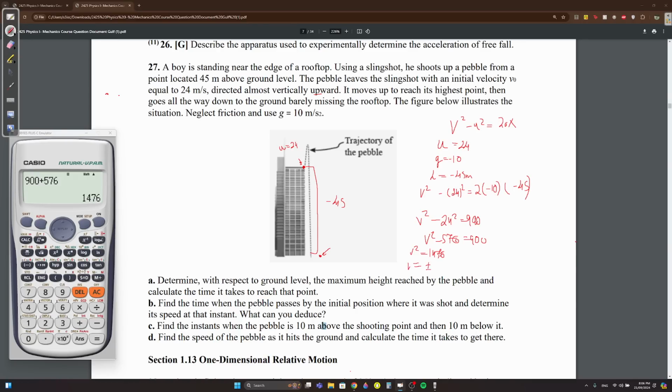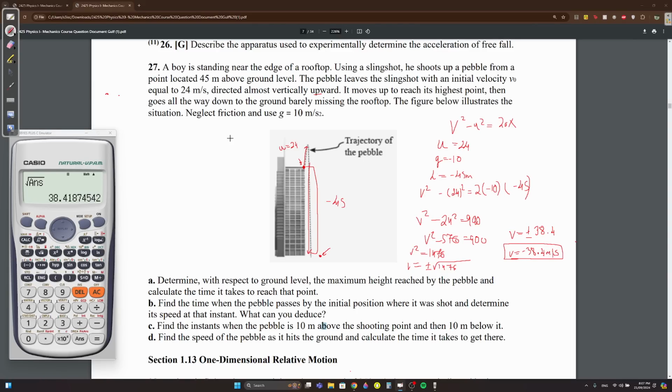So v equals, remember, plus minus root 1476. Root answer, you get 38.4. So v equals plus minus 38.4. Let's see, do we want it positive or negative? We want it negative. We took this motion as increasing. We're taking this as our origin. So we're going up, now we're going down. We're falling down. So surely we're going to take negative 38.4 meters per second.